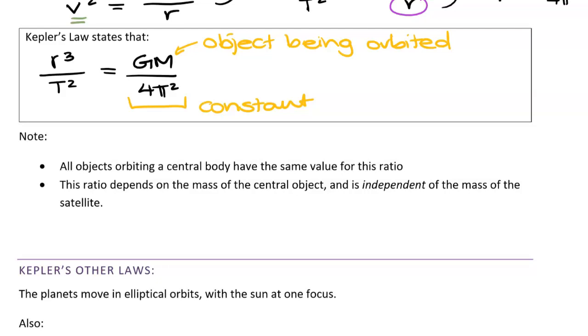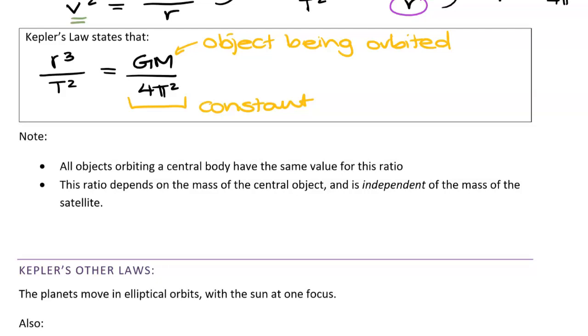If we find the radius and we find how long it takes to go around us and we do r cubed over T squared, it's always going to be equal to a constant, and the value of that constant is GM over 4 pi squared. The same's true for objects in the solar system, more specifically planets or anything else that's orbiting the sun, and we'll talk about that soon.